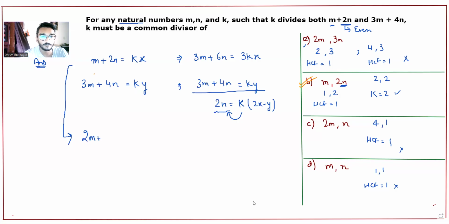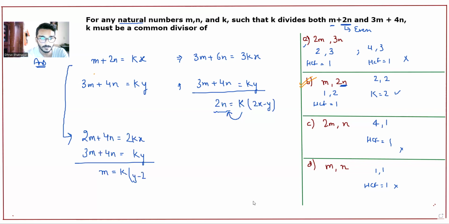Similarly, if I multiply the first equation by 2, it would be 2m plus 4n equals 2kx, and 3m plus 4n equals ky. I subtract them. It is m equals k times (y minus 2x). Yeah, so k divides m here. And it is also in the second option. So this is the standard approach.